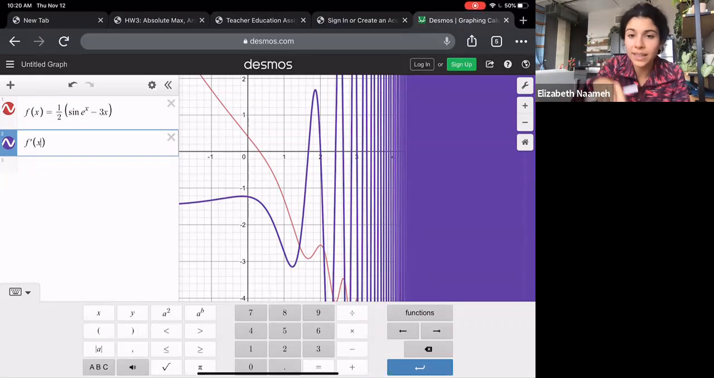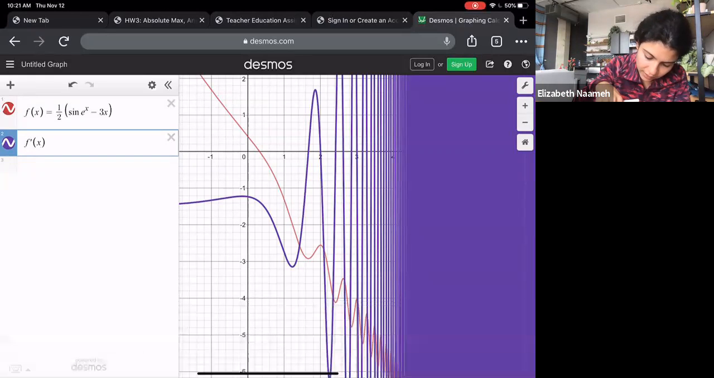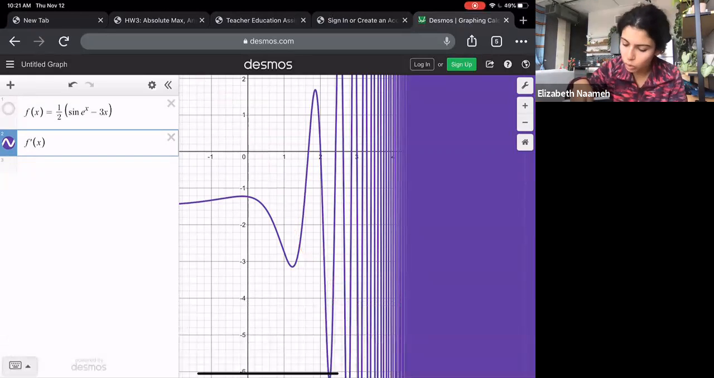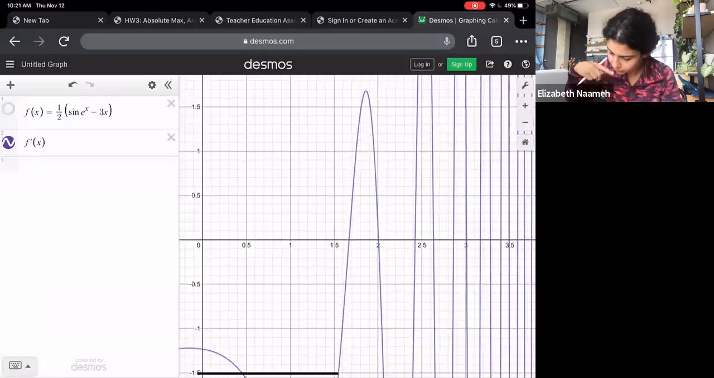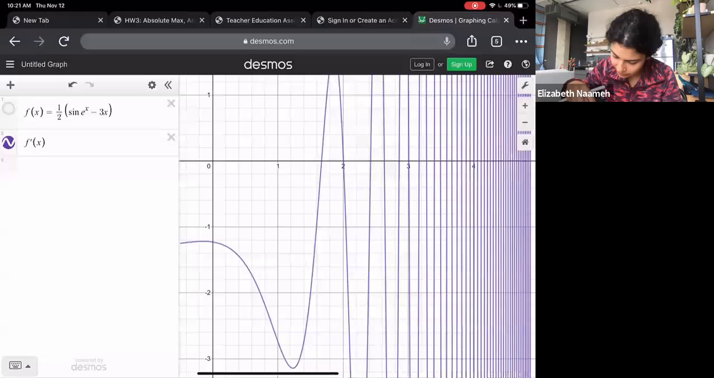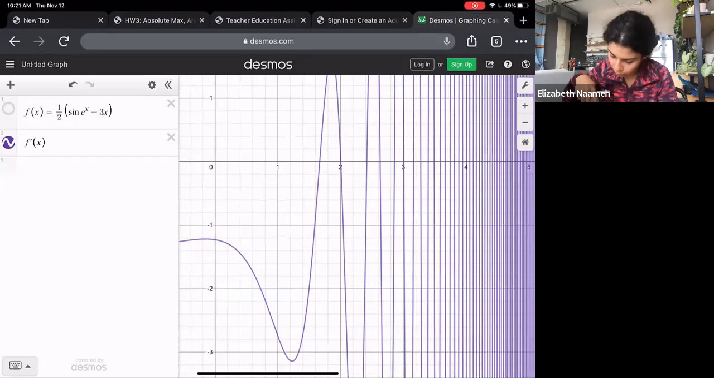We're going to now suppress the original graph by hitting the color circle on the left side. So now I only have to look at the derivative. We're going to zoom in. And what we're going to do is copy this down on your paper, all the relevant points.